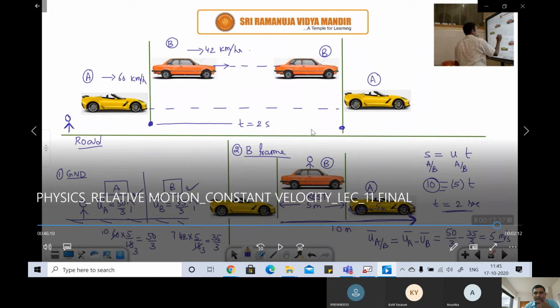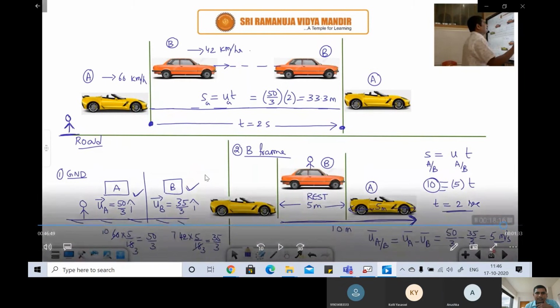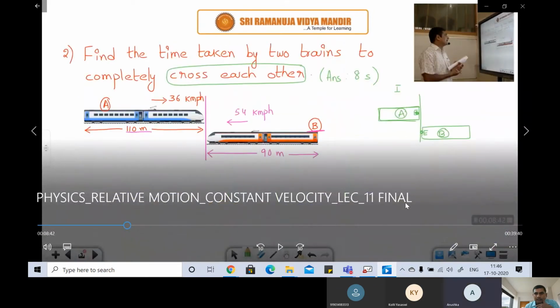How much time does it take for overtaking? Just now we got 2 seconds. This 2 seconds is the same in the ground frame as in the B frame. As I told you, time is the same in the B frame, A frame or ground frame. So now what is the distance traveled by car B? Car B is having how much speed? Car B is 42 kilometers per hour, that is 35 by 3 meters per second. Car A is how much?